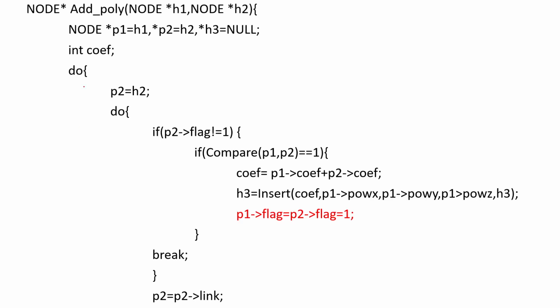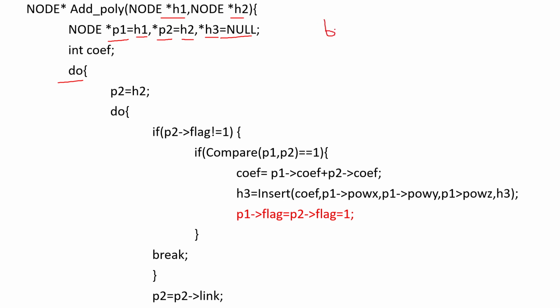Next, we'll see the addition of polynomials. We'll be adding two polynomials. The addresses of those are h1 and h2. We'll be using temporary pointers, let them be p1, p2, and say h3 or p3, anything. P1 is pointing to the first polynomial, P2 is pointing to the second one, and H3 is made null. You repeat this one.